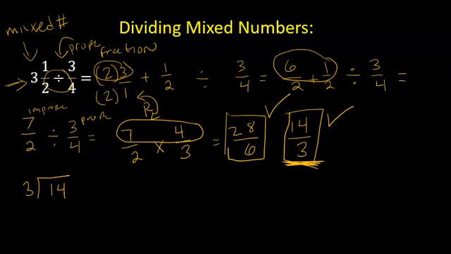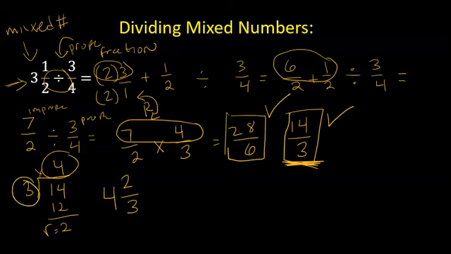How many times does 3 go into 14? It goes in 4 times. 3 times 4 is 12. Okay, 14 minus 12 is 2. That's my remainder. So the final answer is the answer at the very top, then it's my remainder, which is 2, and then it's my denominator I originally had.